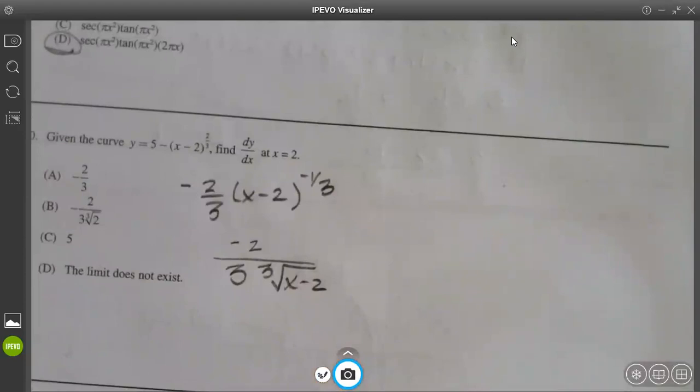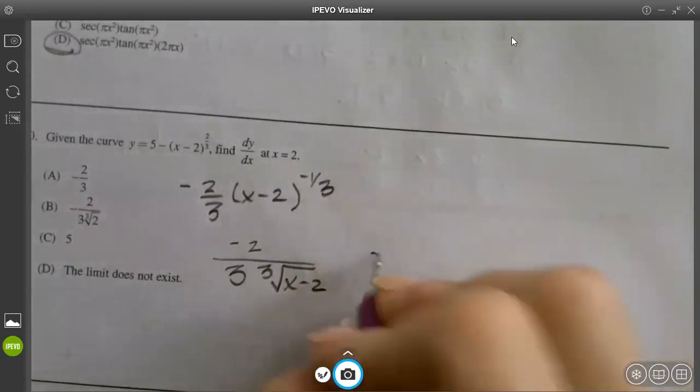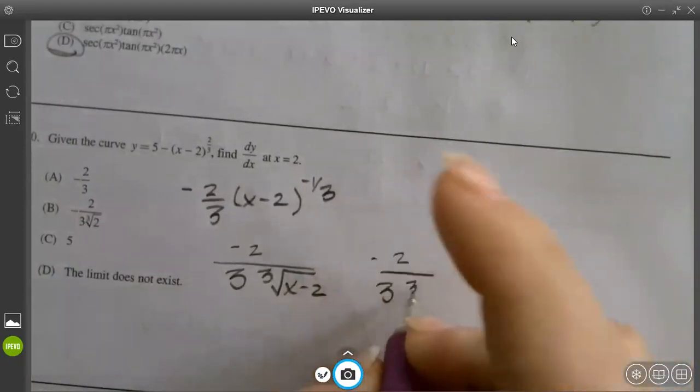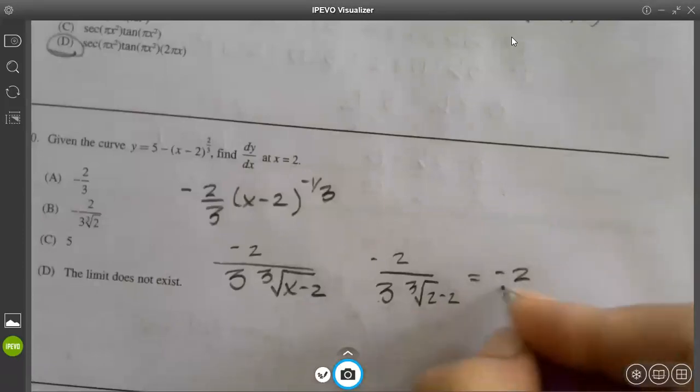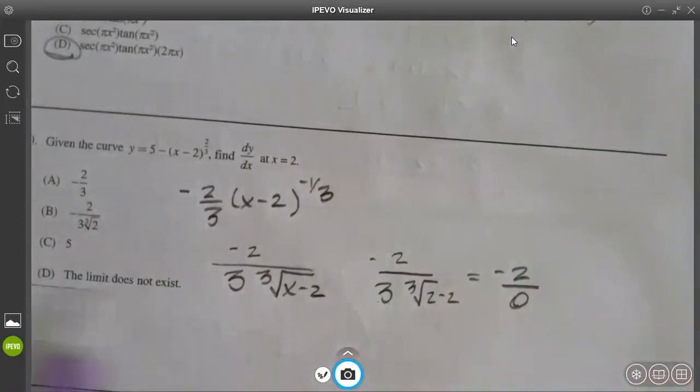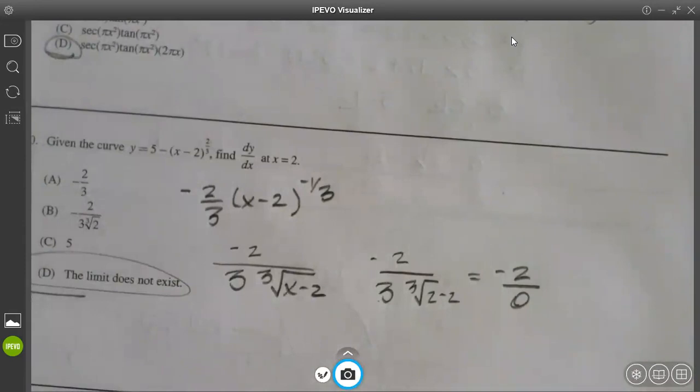Is everybody okay so far? All right, what are we plugging in? 2. So we have -2 over 3 times the cube root of 2 minus 2. What's 2 minus 2? So 0 times 3 is 0, we have a 0 on the bottom. So how many of you did it right? I know, it's okay. This is why we're going over it. It's not a big deal. Is everybody good?